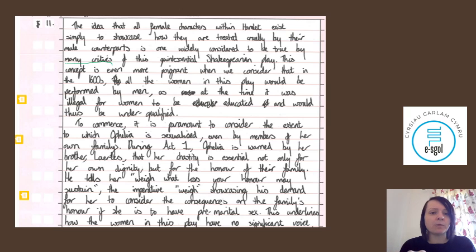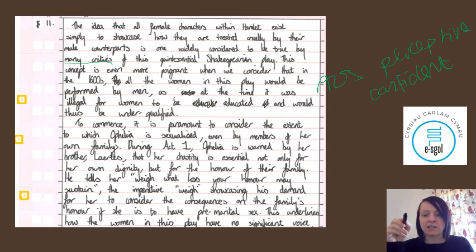This concept is even more poignant when we consider that in the 1600s, all the women in this play would be performed by men, as at the time it was illegal for women to be educated and would thus be underqualified. So here you've got obviously your use of AO3 coming in, okay? And we'd say that this was quite perceptive, quite a confident use of AO3, the way that it's weaved nicely in, so directly straight in, and used in the sense of context.